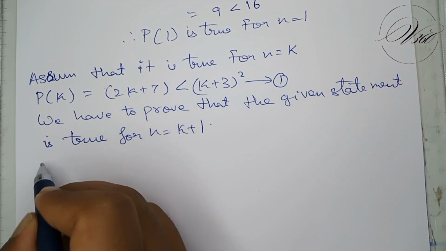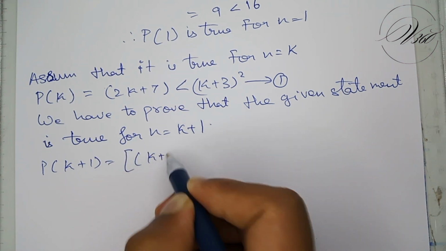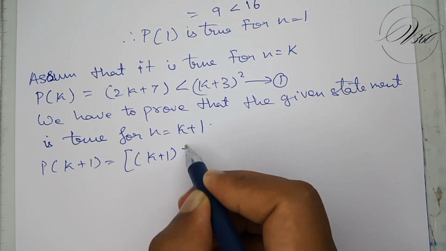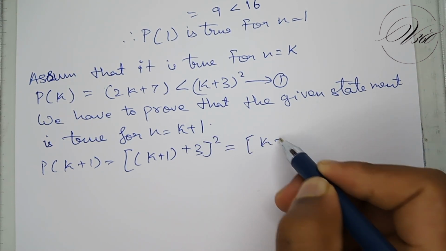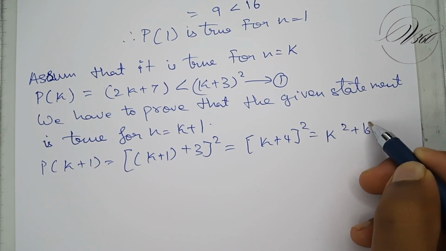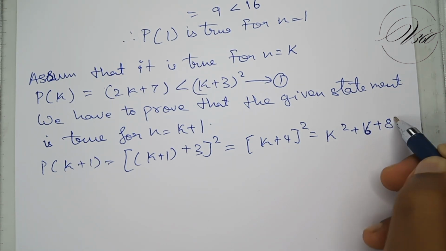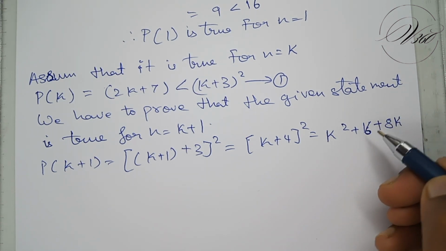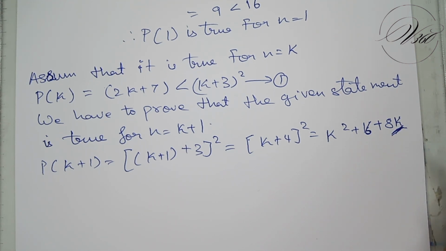Okay, now P of k plus 1 is equal to (k plus 1 plus 3) whole square, which is equal to (k plus 4) whole square, which is k square plus 16 plus 8k. Now I will repeat it, which is k square plus 16 plus 8k.